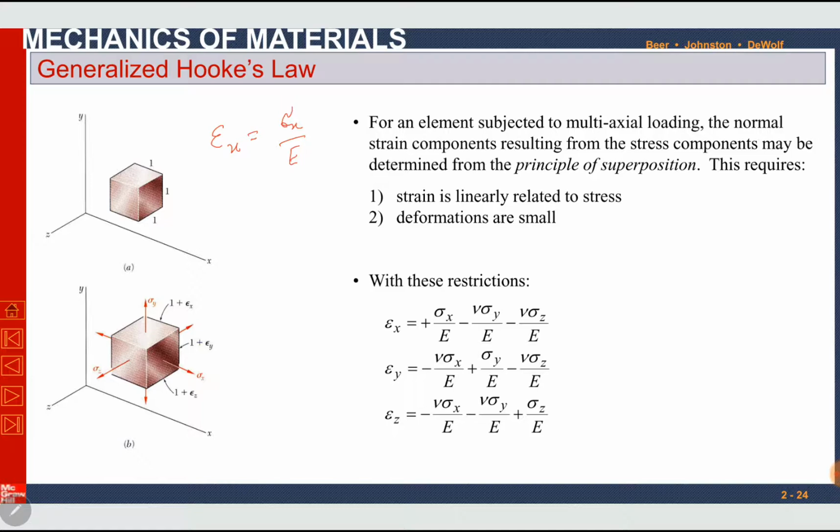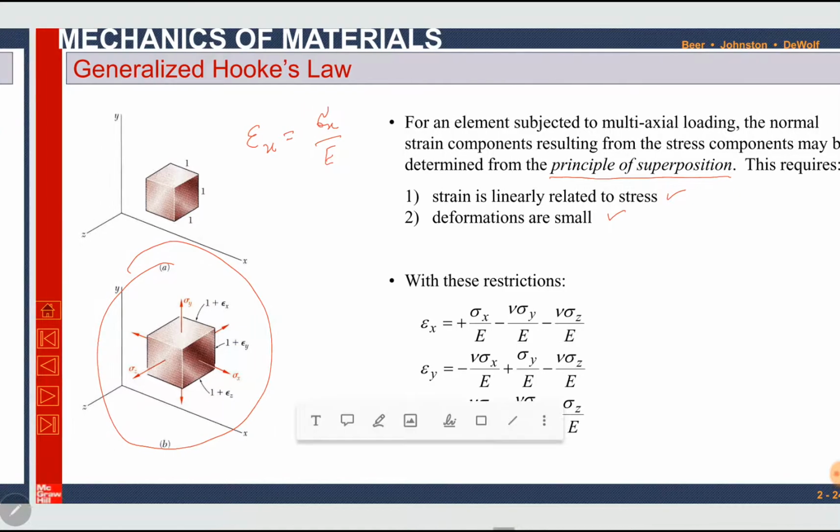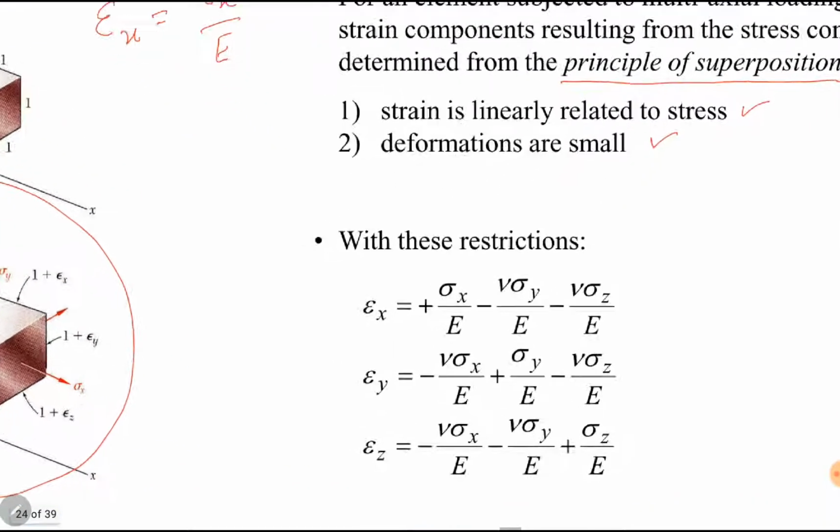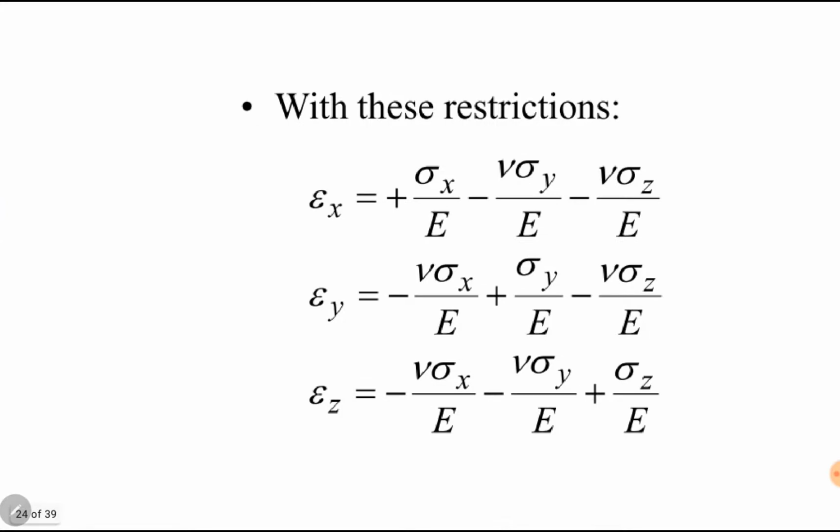For an element subjected to multi-axial loading, as given in this figure, the normal strain components resulting from the stress components may be determined from the principle of superposition. This requires that strain is linearly related to stress and deformations are small. We can write Hooke's law for three-dimensional cases like this. The proof of this expression is beyond the scope of this course. You can see it from your books.